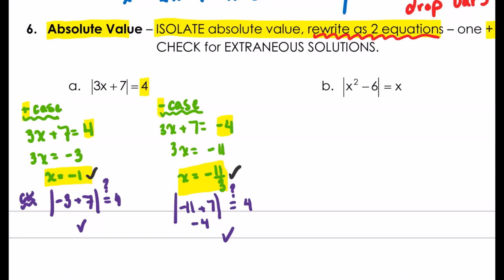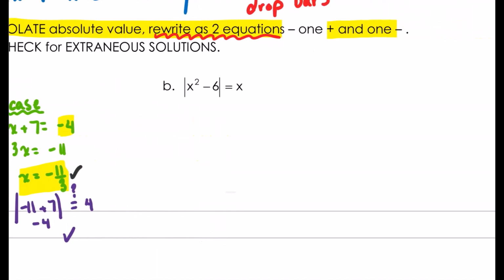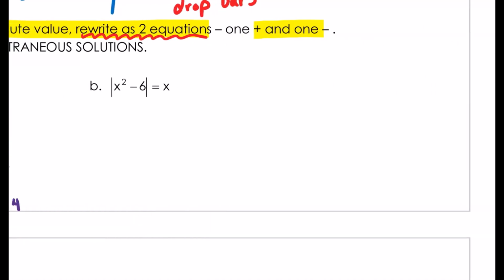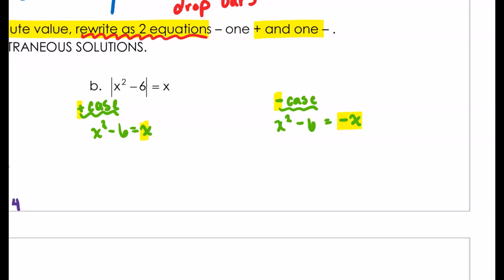All right, looking at example B here. I've got the absolute value of quantity x squared minus 6 equals x. So I'm going to do the two cases. Here's the positive case, and over here is going to be the negative case. For the positive case, I'm just going to drop the bars and keep everything exactly as it is. And then for the negative case, I'm going to take the right-hand side and make that negative. So again, the positive case, everything stays exactly the same. The negative case, you make one side of the equation negative.